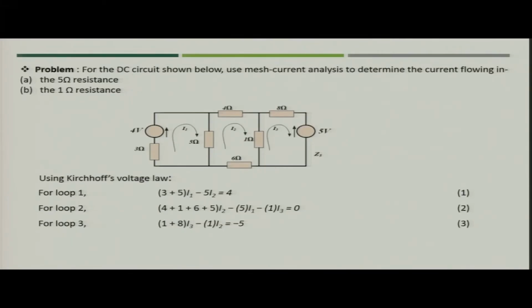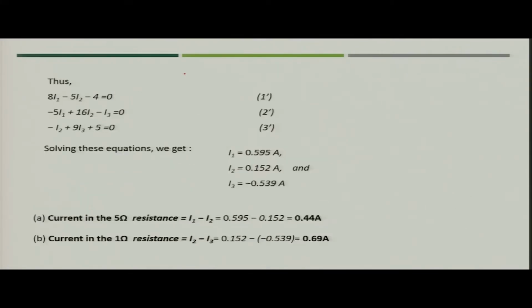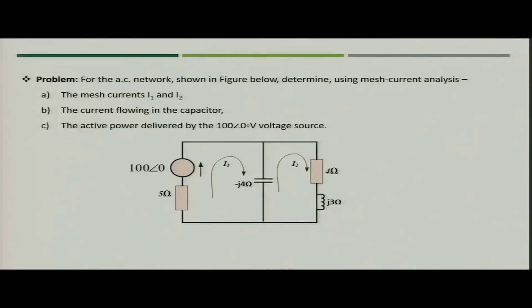Then we discussed the example which was essentially a DC circuit, and we established that the current in the 5 ohm resistance is 0.44 ampere and in the 1 ohm resistance is 0.69 ampere. Now, let us talk about another example.